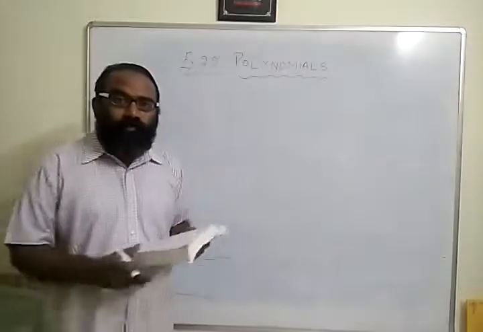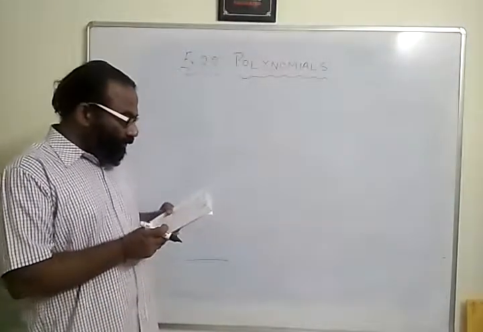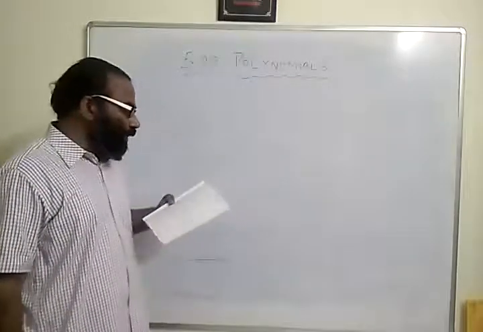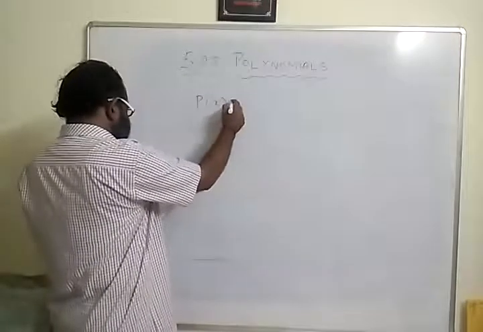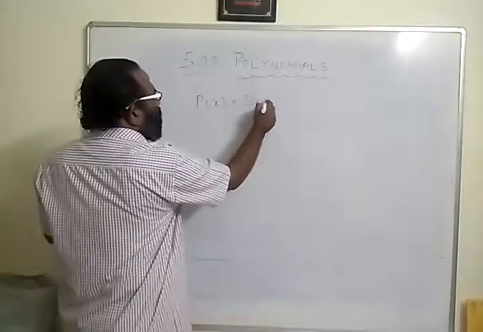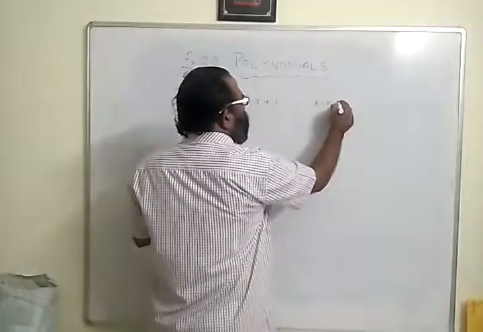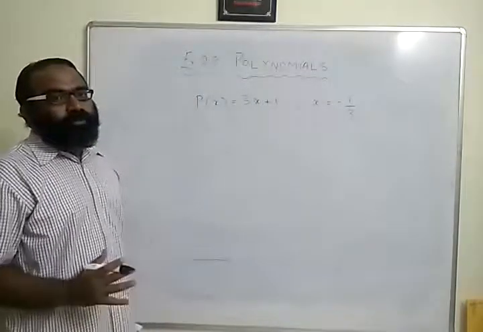Hi, continuing from where we left off, let's do the next question, the third question in the exercise. Verify whether the following are zeros of the polynomial indicated against them. So the first question is P of x equals 3x plus 1, x equals minus 1 by 3. So when is it a zero of the polynomial?